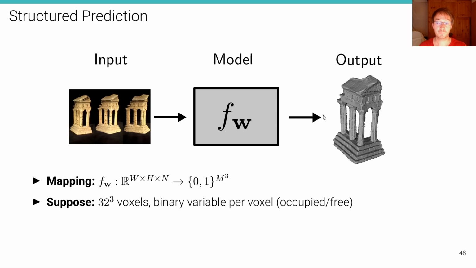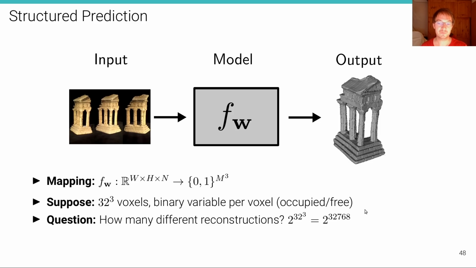Now suppose we want to predict an output that is 32 to the power of 3 dimensional, so it has 32 to the power of 3 voxels, which is actually quite small resolution. And assume we have a binary variable per voxel, as here, which indicates occupied or free space. How many different reconstructions are possible? How many different reconstructions could the model ever predict? Now, we have binary variables here, so we have 2 to the power of 32 to the power of 3, which is an insanely large number.